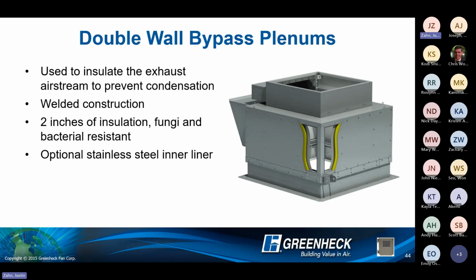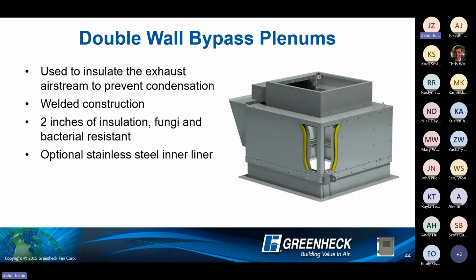The next option that you see every now and again is the double wall bypass plenum. So this is used to insulate exhaust airstream to prevent condensation. That is mainly the goal of these double wall bypass plenums. A couple things to keep in mind when adding this type of plenum, you're adding a decent amount of weight to that roof deck. And most of the time, from what we have seen from manufacturers, when adding these double wall bypass plenums, your lead time greatly increases.